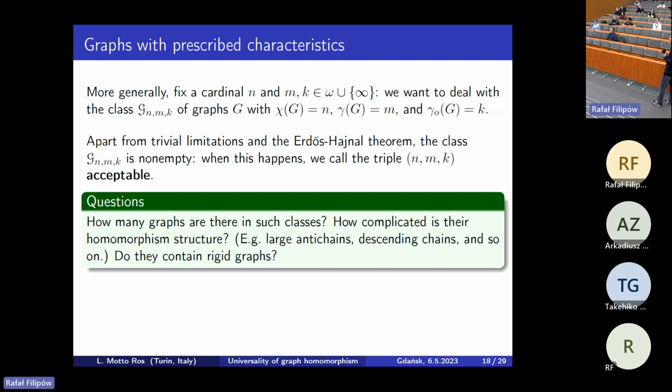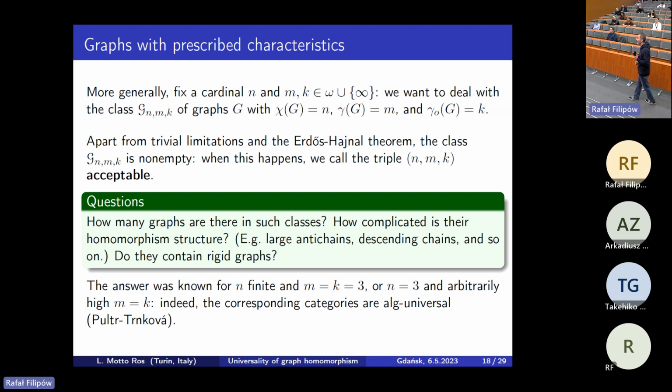And now the question becomes, how many different graphs can you find in there? Can you find graphs with special properties, like rigid graphs? Can you have large antichains, descending chains? What's the structure up to homomorphism inside each of these classes? There were cases where this is known. So for example, if you have a finite chromatic number and the lowest possible girth and odd girth, like 3, then the answer is given by the categorical construction I mentioned before. Or vice versa, you may demand chromatic number 3 and move the other parameters. This is given by the previous construction.